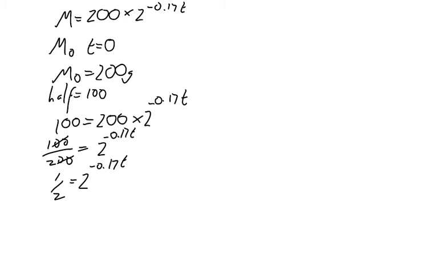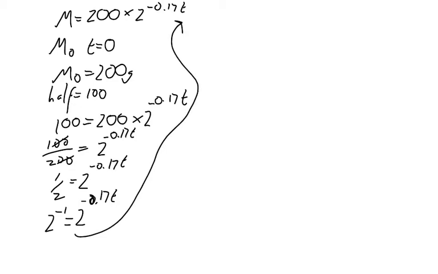A half can be written as 2 to the power of negative 1, which is equal to 2 to the power of negative 0.17 T. Look at that, our bases are the same. So we can drop them off. We have negative 1 equals negative 0.17 T. T equals negative 1 divided by negative 0.17. Negative, positive makes sense because time can't be negative.